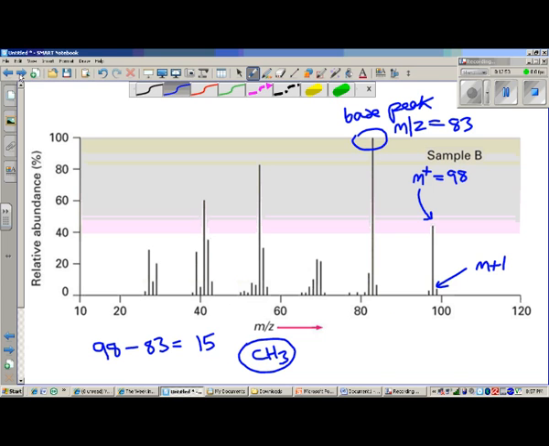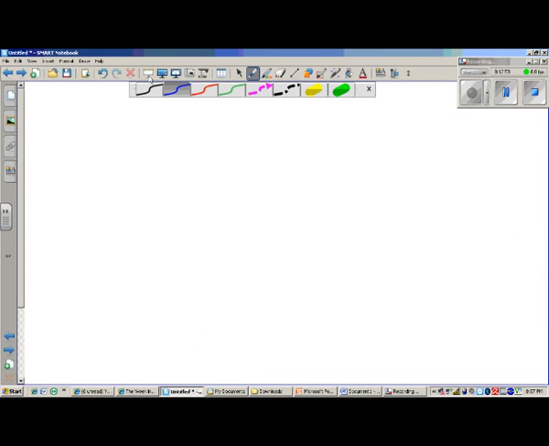A couple of the other useful things that you can get from it are when you look at halogens. Let's use Cl and Br as two examples. Chlorine naturally exists as two main isotopes, chlorine 35 and chlorine 37. Chlorine 35 has an isotopic ratio of 75% to approximately 25% for chlorine 37.